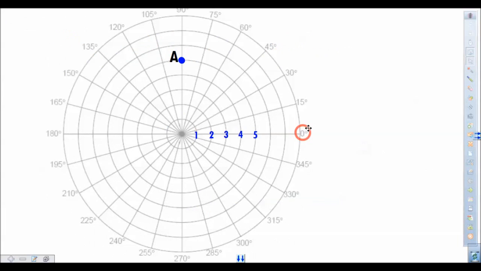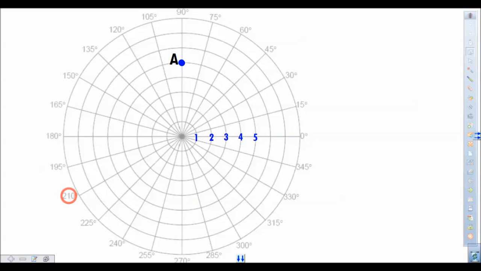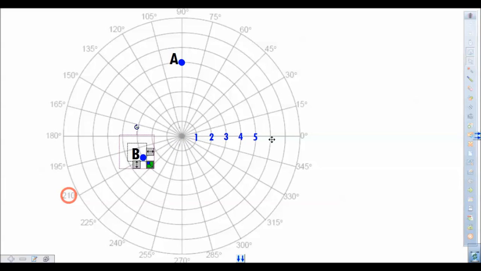picture a point right here at 0, and then we go clockwise 150 degrees, which would land us right there. Now because our R value here was a positive 3, we can go in that direction 3. 1, 2, 3. End up right there. So there's B. Let's look at the next point.